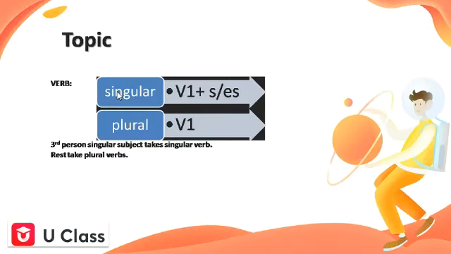Now the next thing is about verbs. This is something that I've already told you earlier as well. In the case of verbs, you have to remember whenever you add s or es to a verb, or whenever a verb has s or es at the end.